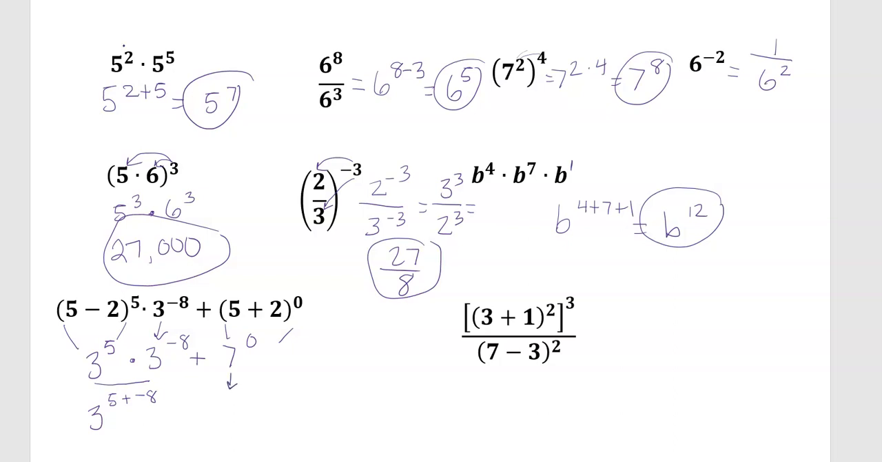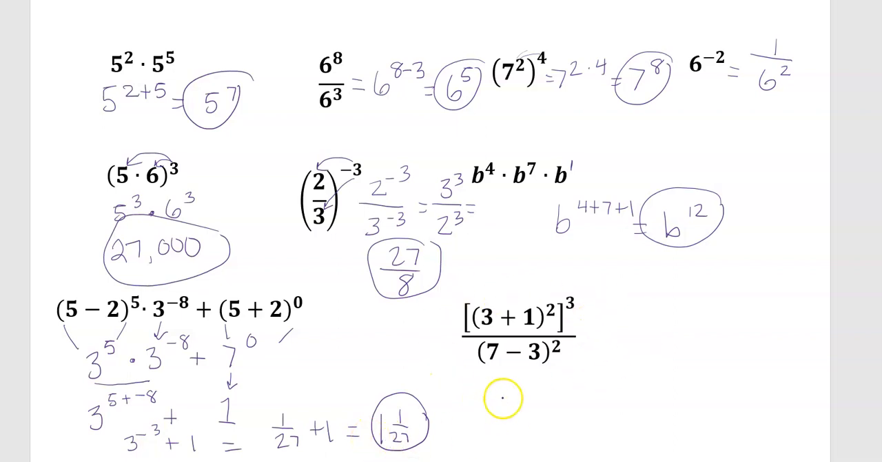Now, this guy here, anything to the 0 power is just 1. So now I have to solve here. 5 plus negative 8 is negative 3, so I have 3 to the negative 3rd plus 1. So that's going to go ahead and make 1/27 plus 1. And my final answer is 1 and 1/27. So you're following order of operations, but you're also following your properties of exponents and just kind of rewriting and simplifying your expression each time until you get a solution or as simplified as you can go.